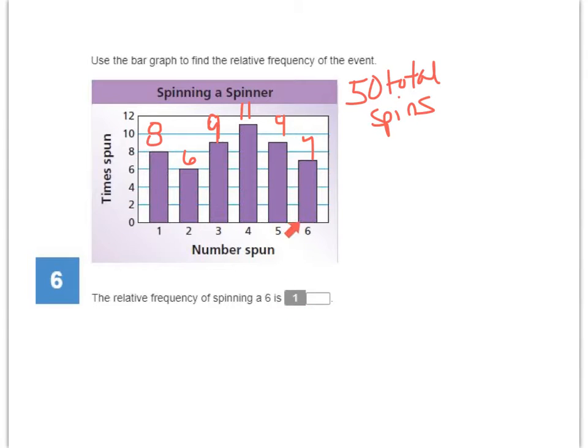Well, here's a 6. There were 7 outcomes out of a total of 50 spins, and I got 50 because I think your direction said out of 50, or they were expecting you to add it up. But if you add up all of these numbers, it does equal 50. So the relative frequency of spinning a 6 is 7 out of 50. So it would be 7 out of 50 would be the answer for this one.